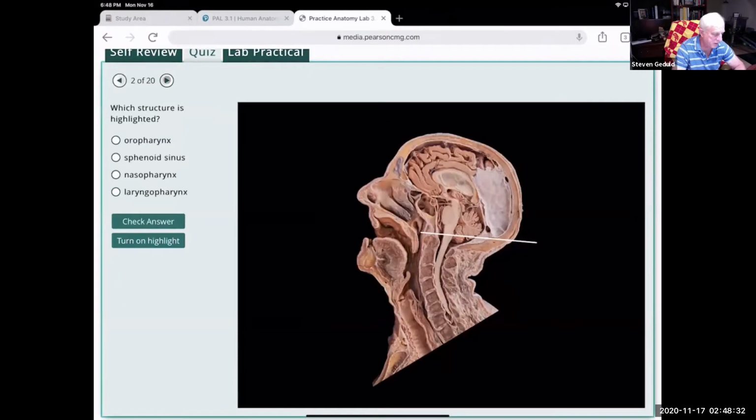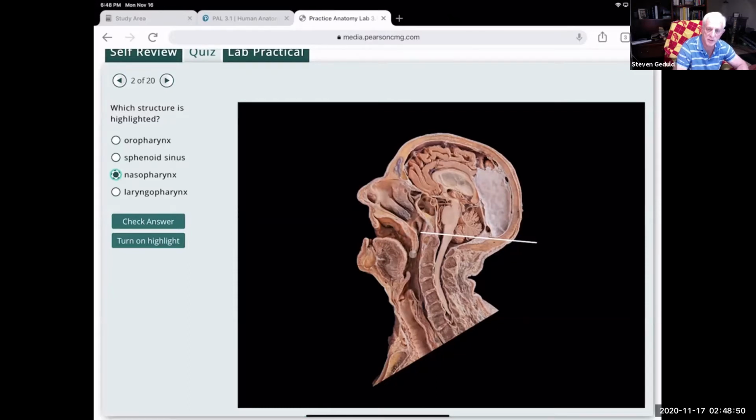And this is pointing to, okay, we have the pharynx. The pharynx is divided into 3 sections. Which section is this pointing to? Nasopharynx. Pointing to the nasal pharynx. Okay, because here's the nasal cavity. One of those pointers going here.